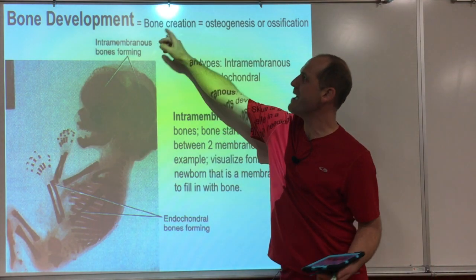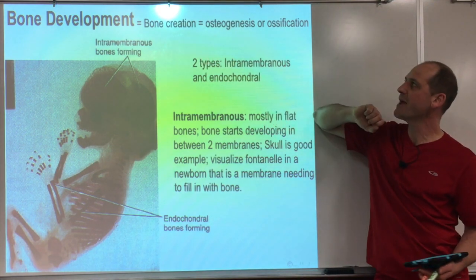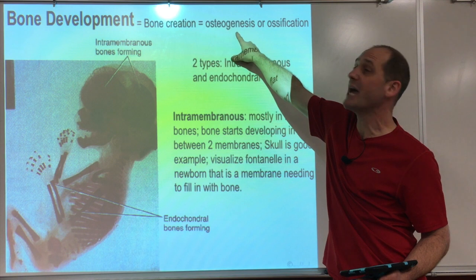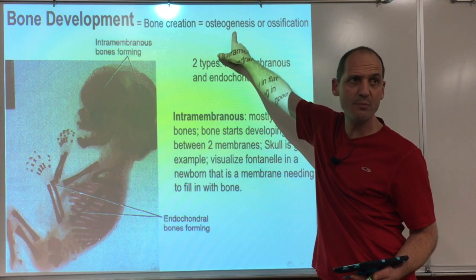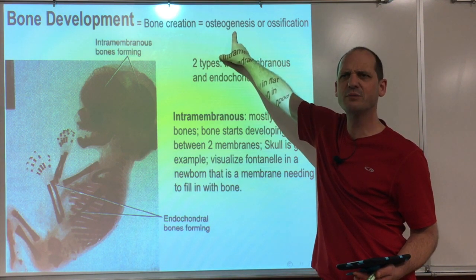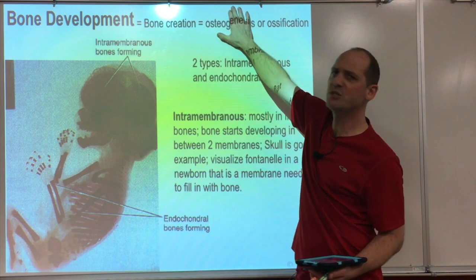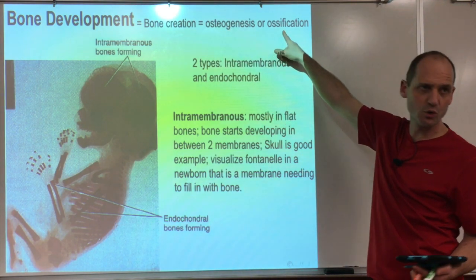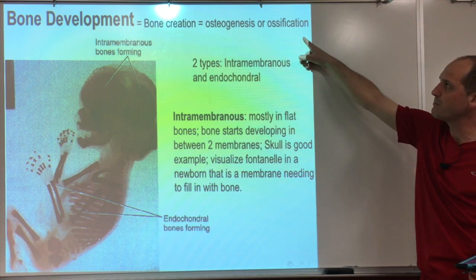Bone development, making bone. How do we make bone? The other word we can use for that is osteogenesis. If you've heard of the Bible, you know Genesis, Old Testament. Osteo means bone, so the creation of bone. Ossification is also a word that we use to make bone.